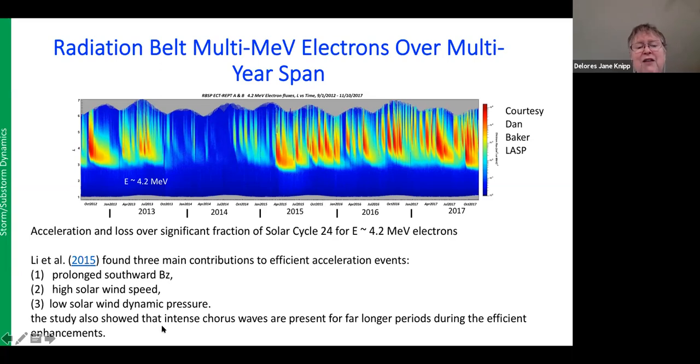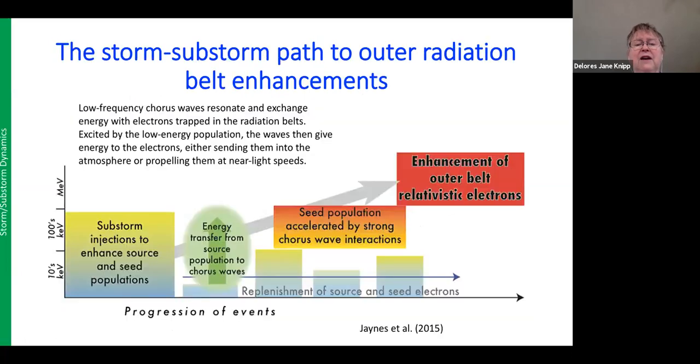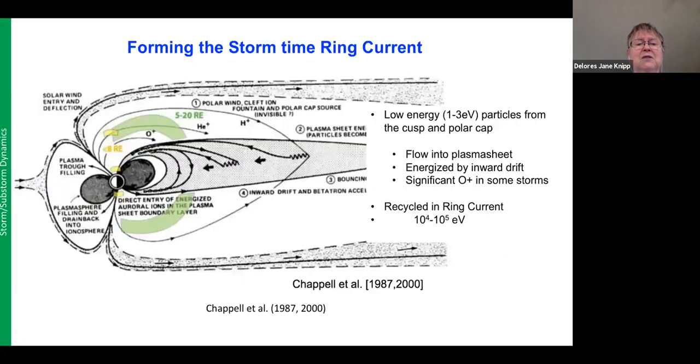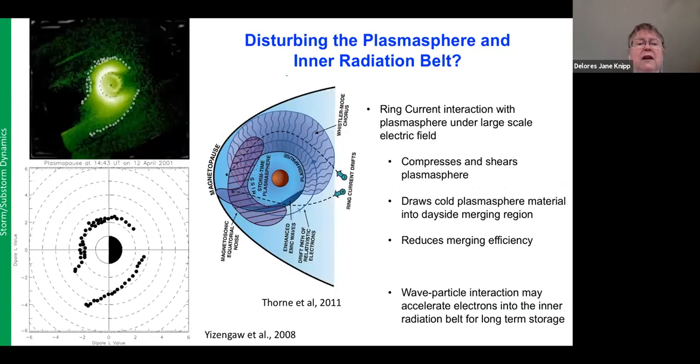The other thing that happens is we found out that we really need what's called intense chorus waves. And let me see if I can just get to what is an intense chorus wave. I'm going to go forward, sorry about that.